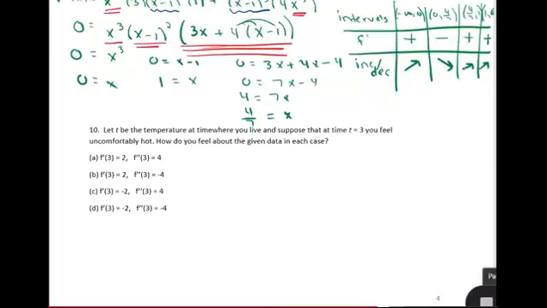And then right here at 1, it was increasing and it's staying increasing, so that's not going to be a max or a min. This is our first derivative test, and it tells us that we have a local max at 0 and a local min at 4/7. The question is asking what the first derivative test tells us: it tells us our local max and our local min.